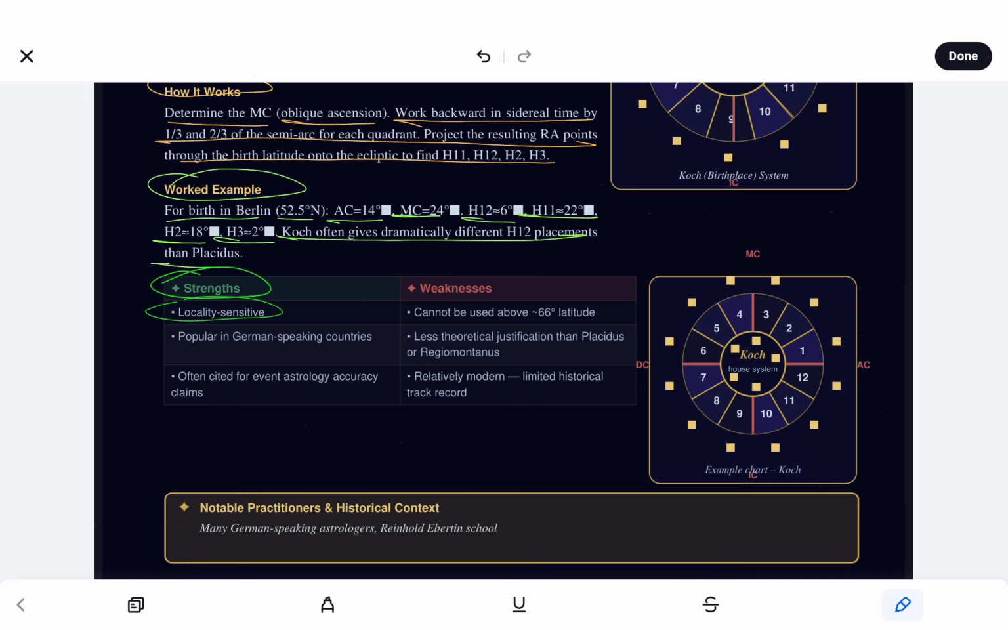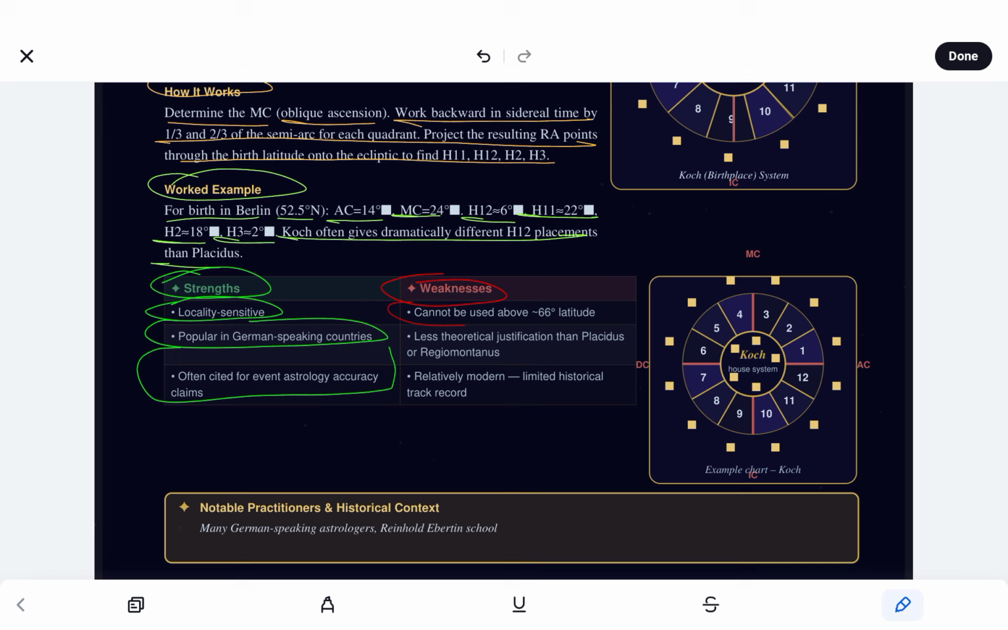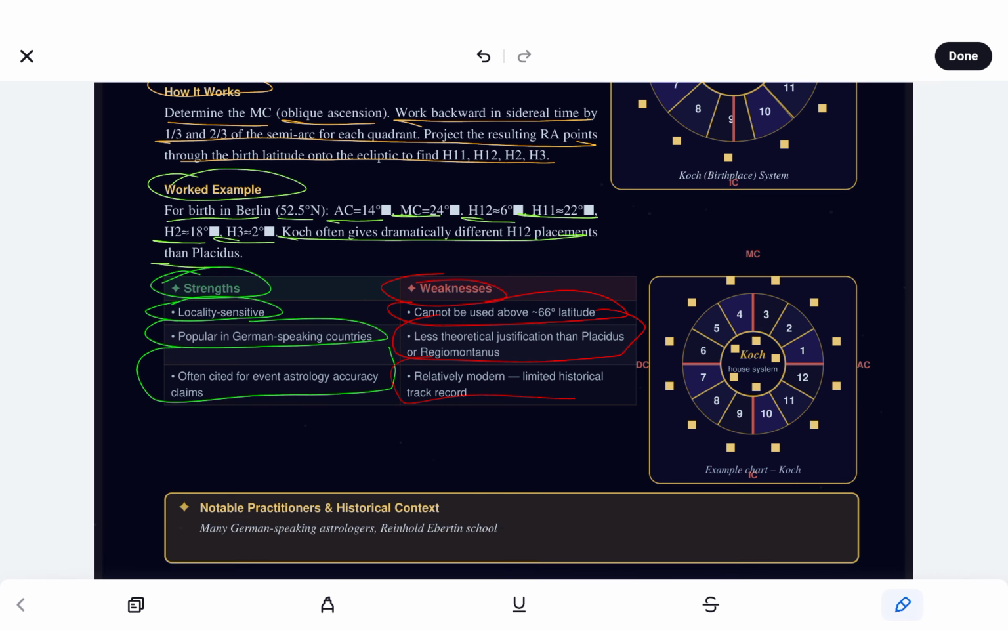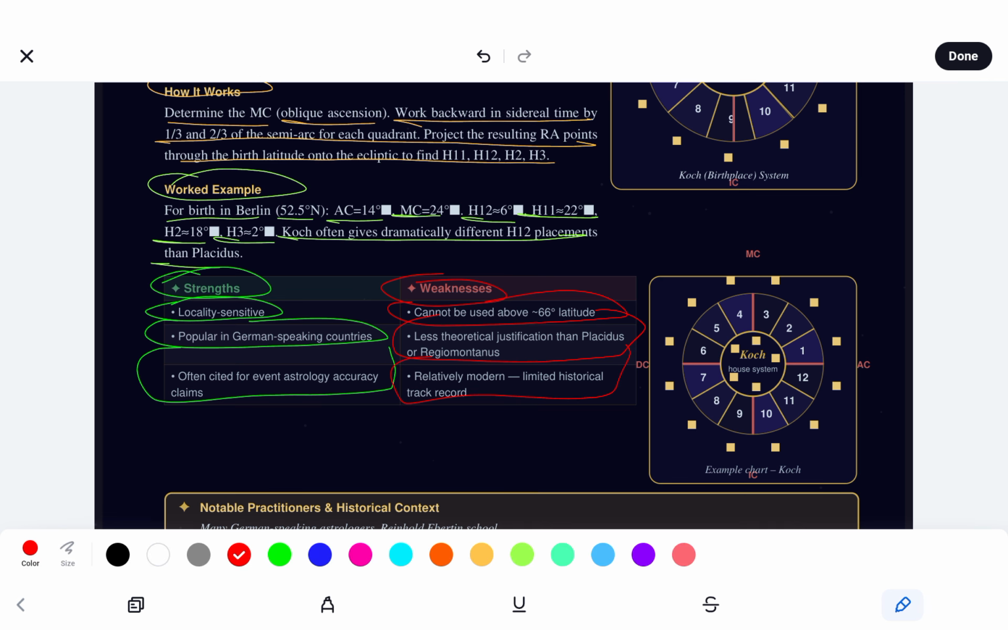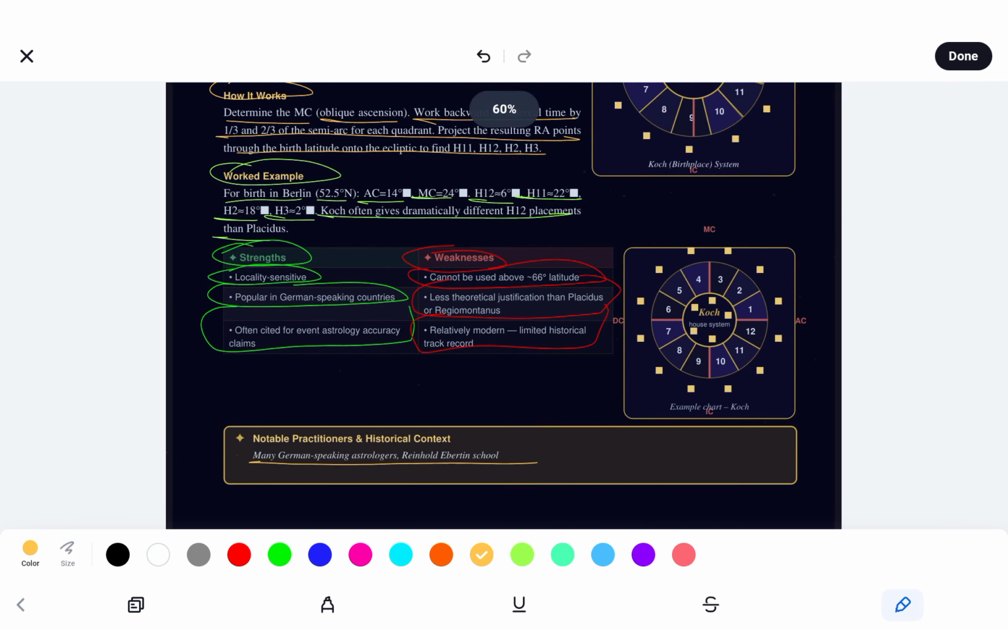So it's locality sensitive, popular in German-speaking countries, and often cited for event astrology accuracy claims. However, it cannot be used above 66 degrees latitude, has less theoretical justification than Placidus or Regiomontanus, and is relatively modern with a limited historical track record. We see many German-speaking astrologers, Reinhold Ebertin's school.